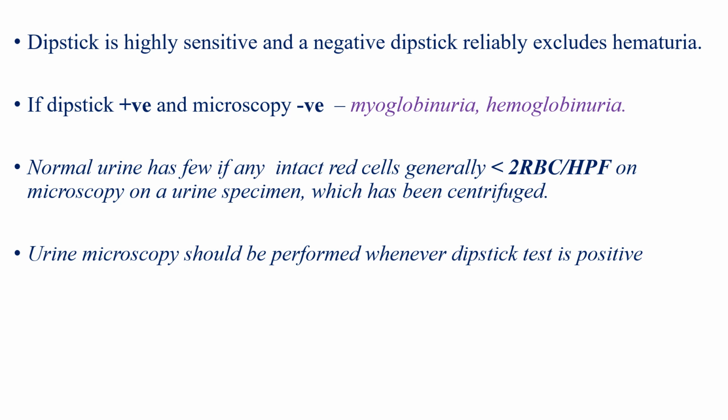Urine microscopy should be performed whenever the dipstick test is positive. Because, as we have said, if the dipstick is positive and the microscope is negative, that is myoglobinuria or hemoglobinuria. If both of them are positive, it shows RBC.